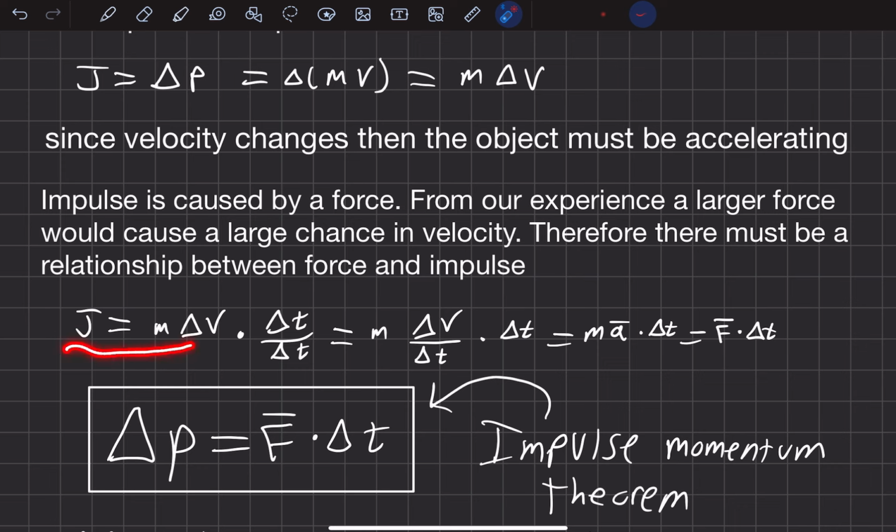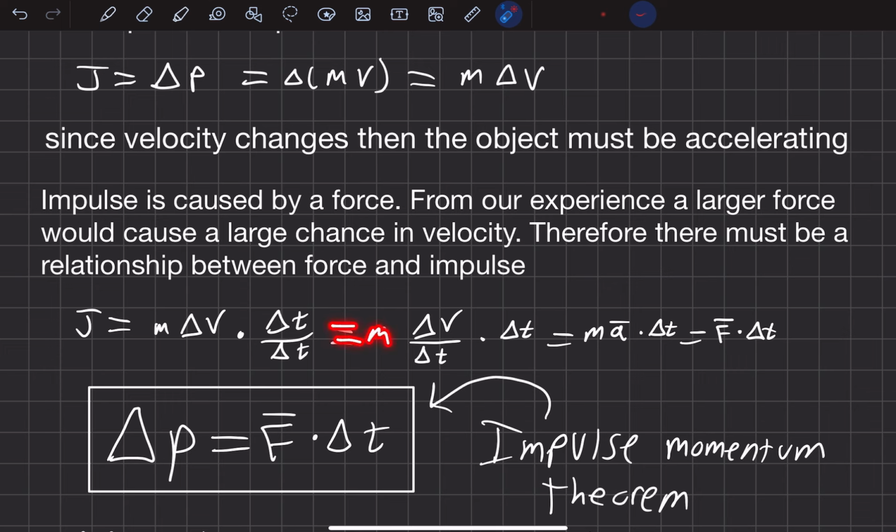Well, first, let's start with the idea that impulse is equal to the mass times the change in velocity. Then, we're going to do something odd. We're going to multiply by 1, but not just any 1, a fancy one. We're going to multiply it by the change in time over the change in time. Since it's the same value over the same value, we get a value of 1, and we can multiply anything by 1 and not change it. So this is a completely legal thing we can do.